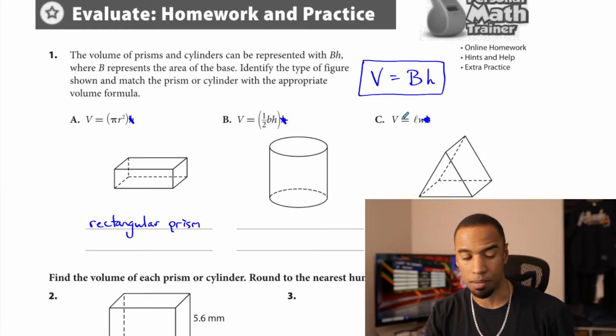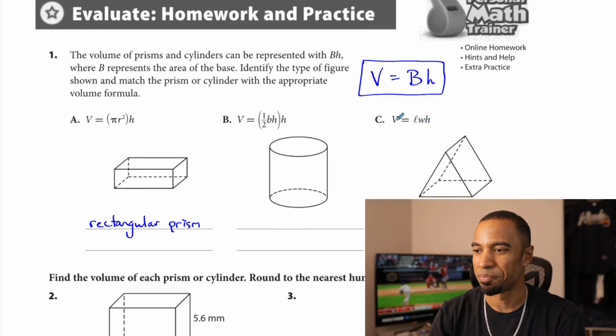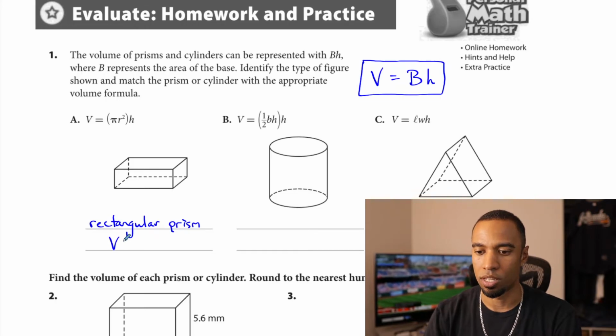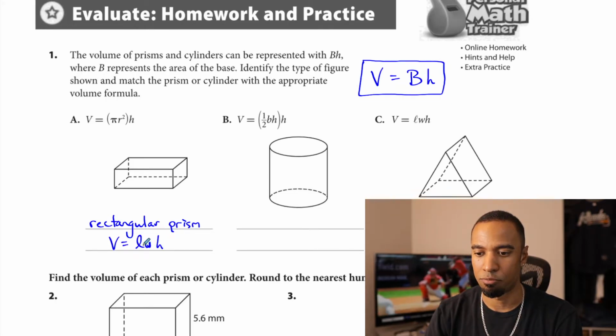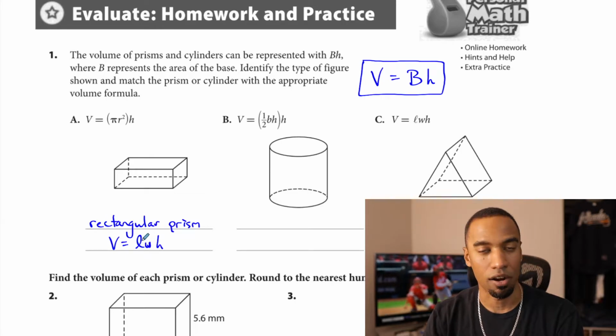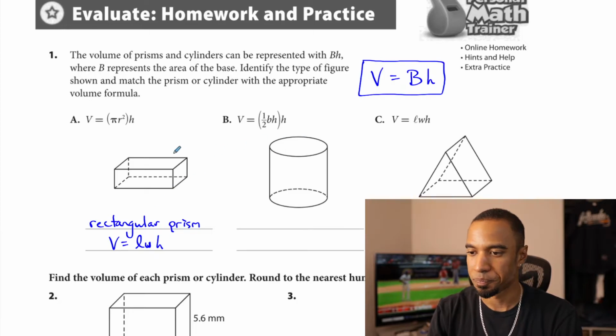The answer is length times width. And if you had a base times height, we could take that as well. But 1/2 base times height? No. The volume here is going to be length times width times height. Area of base of the rectangle, or area of the rectangle is length times width, and then times the height of the prism itself. There you go.